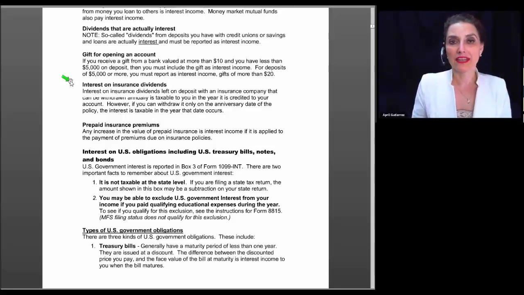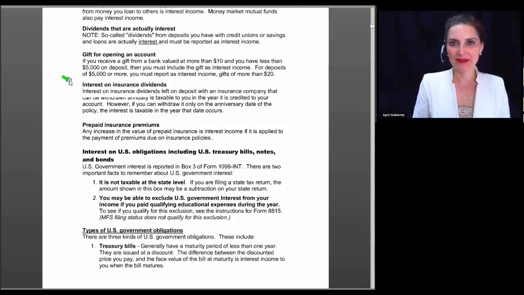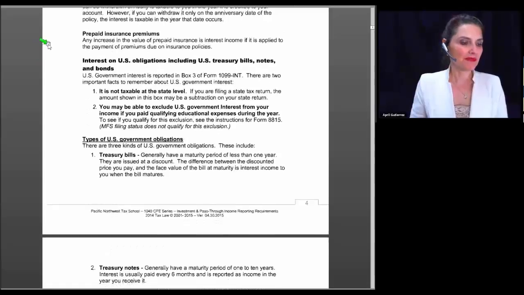In the olden days, I remember stories about banks giving people toasters when they opened bank accounts. The most recent example I can remember is where a local bank here in Portland was giving away iPods to people who opened up bank accounts, and some of them were getting 1099 INTs after they had received those iPods. Prepaid insurance premiums. Any increase in the value of prepaid insurance is considered to be interest income, and if it is applied to the payment of premiums due on those insurance policies.